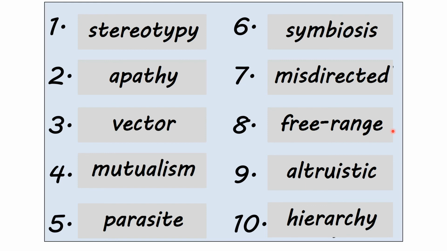So stereotypy would be an example of poor animal welfare, so it would be repetitive behaviour such as a lion pacing back and forward in a zoo. Apathy is another example of poor animal welfare. Sticking with the example of lions, it could be a mother lion not looking after its young, or it could be, say, a pig which is not allowing its young to suckle. Number 3, vector, is something which carries a parasite. So the example that we had was mosquitoes carrying the Plasmodium parasite.